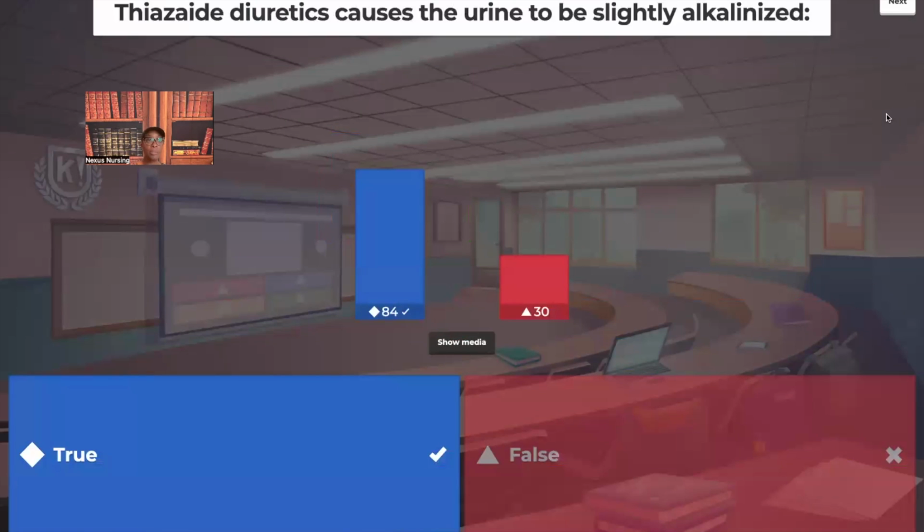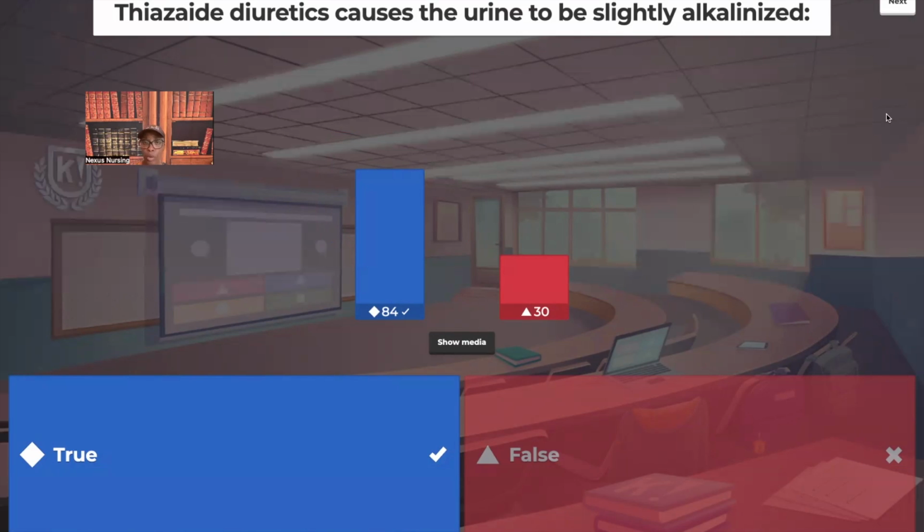Okay, so let's talk about this. Thiazide diuretics cause the urine to be slightly alkalinized. True. Your urine is supposed to be acidic. And that acidic environment is great because it's not favorable to bacteria. Bacteria doesn't like to grow in acidic environments, number one. And number two, an acidic environment keeps the bacteria from sticking to the inner lining of the bladder.